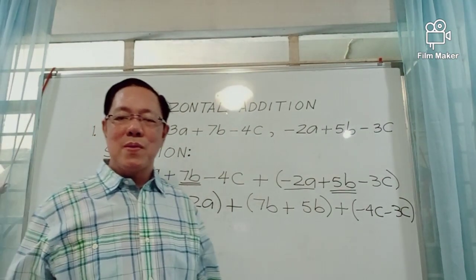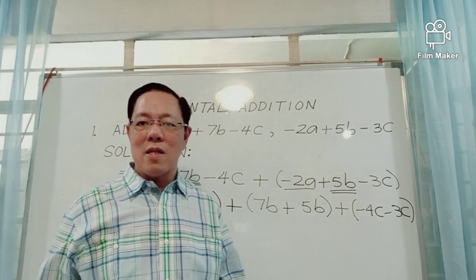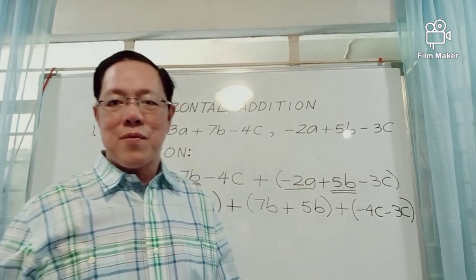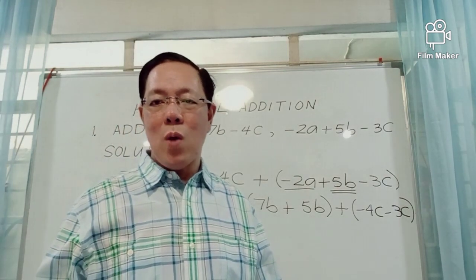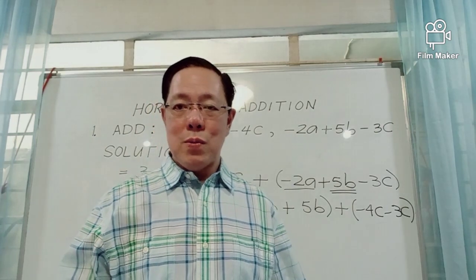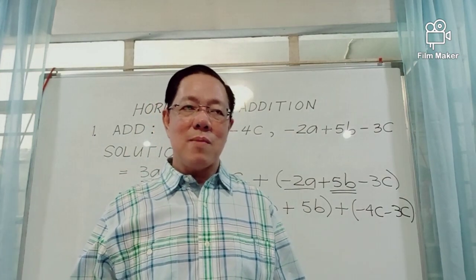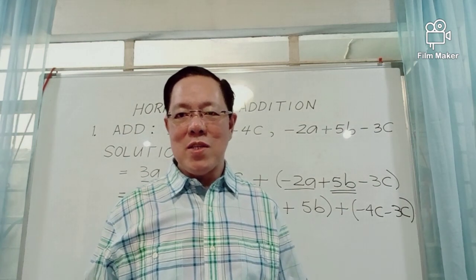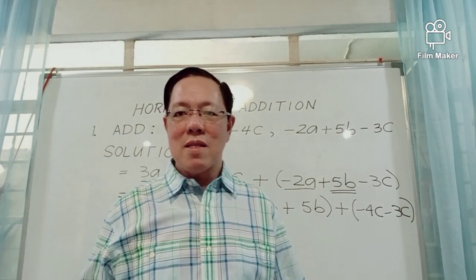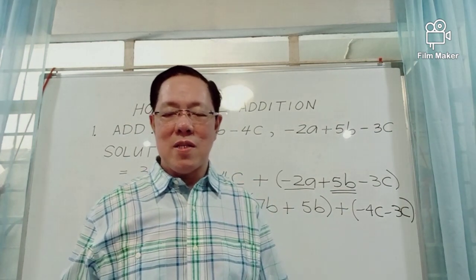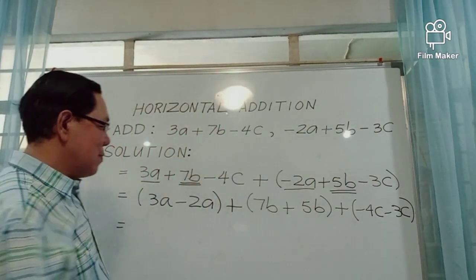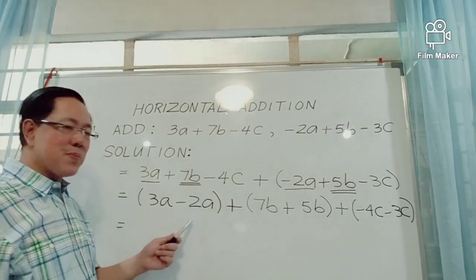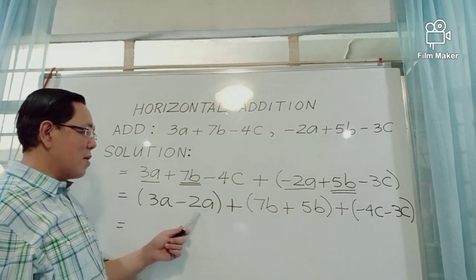After you have collected all the like terms and written them in one group, you add these similar terms or like terms. Add the numerical coefficients and copy the same literal coefficient of the like terms. We start with the first group, 3a minus 2a.